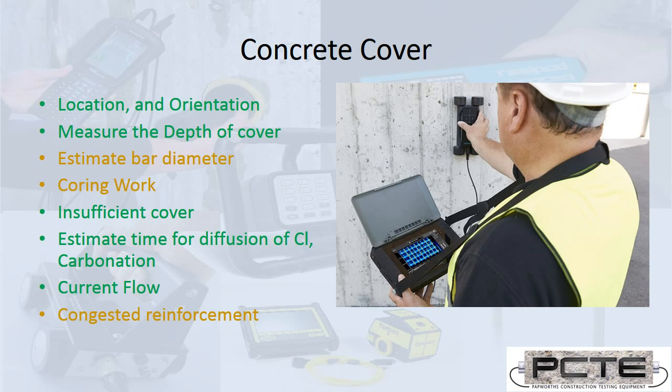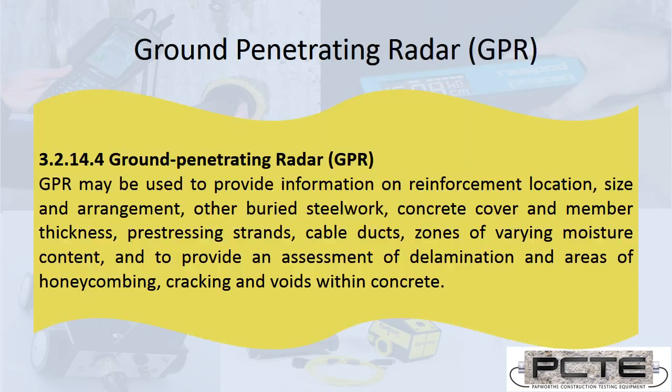Finally, I did call out congested reinforcement separately. If you have very closely spaced bars, say 100 millimeters or less, it can start to become difficult to locate individual bars using a cover meter. The depth measurements can still be corrected and made useful, but the individual location starts to lose performance. This is more pronounced the deeper the reinforcing bars are into the concrete.